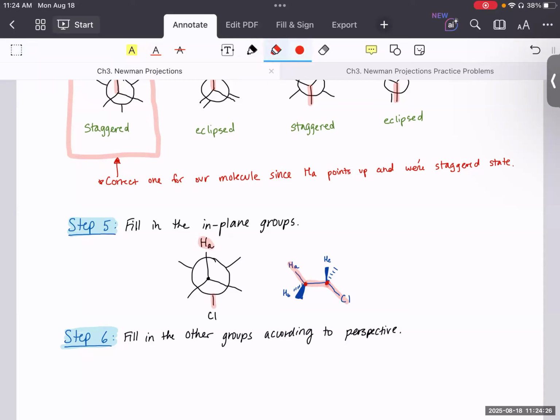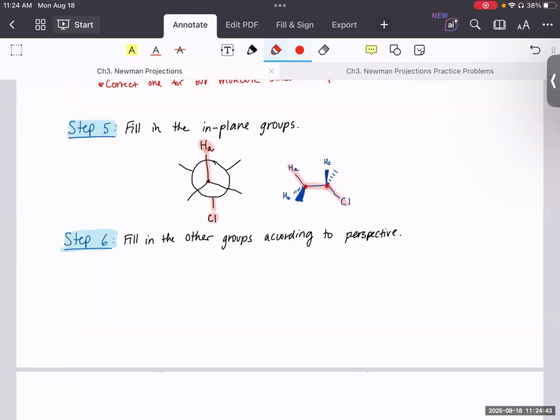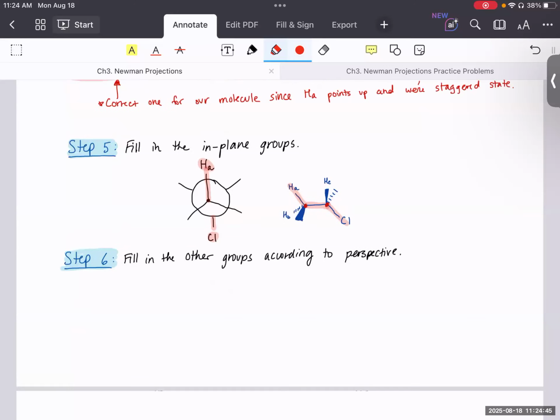And so now we can imagine that those red highlighted lines in our molecule represent that red highlighted part of the structure in the skeletal state. And we can also double check that we've correctly chosen our structure because we can see that the HA and the chlorine are opposite each other, which is exactly what we get in our Newman projection.